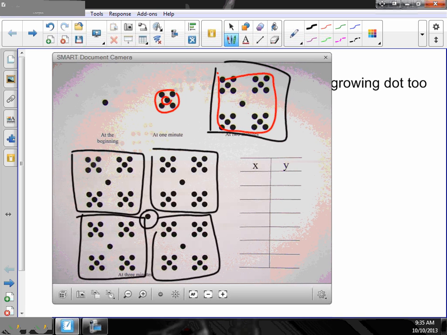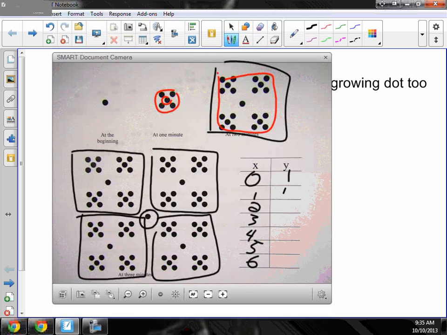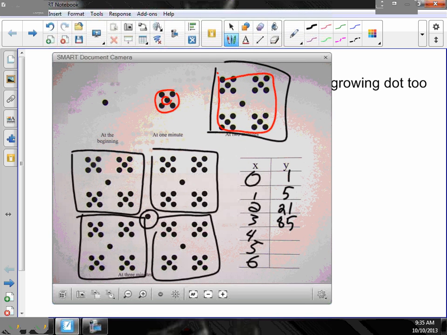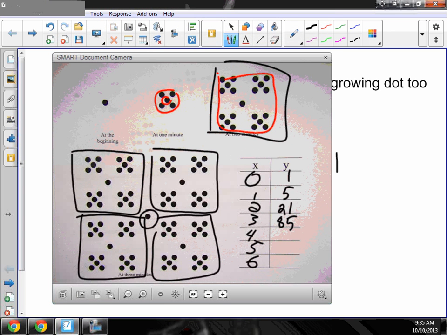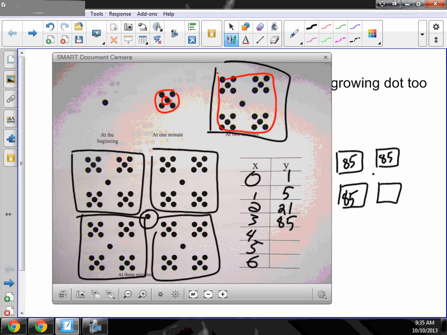So in the chart, we have 0, 1, 2, 3, 4, 5, 6, and 1, 5, 21, 85. So what is the next picture going to look like? 4 of these. So it's going to look something like this. And how many are in each one of those? 85, 85, 85, and 85.